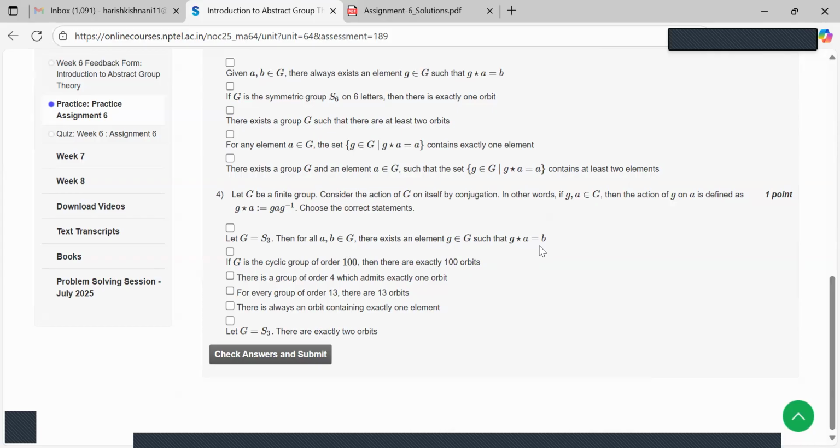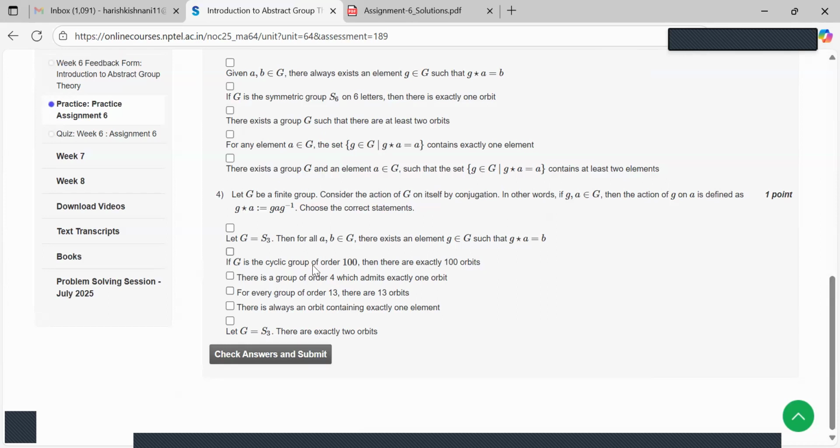Now, do all elements in S3 form a single conjugacy class? No. If you take just A to be identity, then this won't be true. You have three choices for conjugacy classes: identity, any two cycle, or any three cycle. So if you pick A and B from different conjugacy classes, this statement won't be true. Second one we have already done in detail.